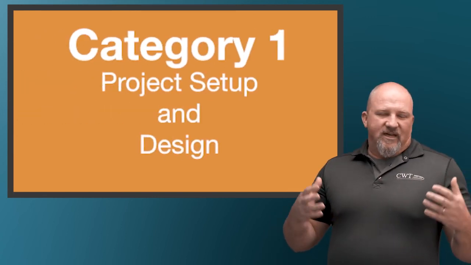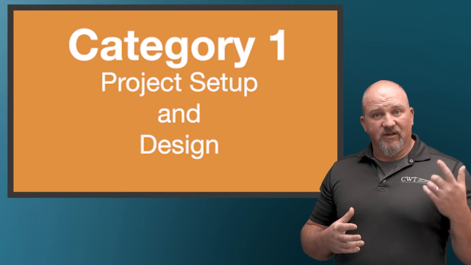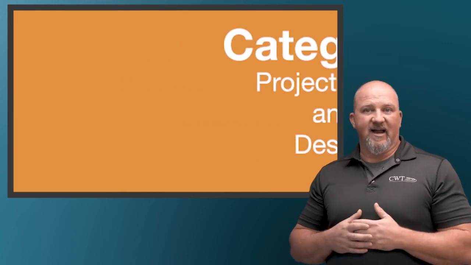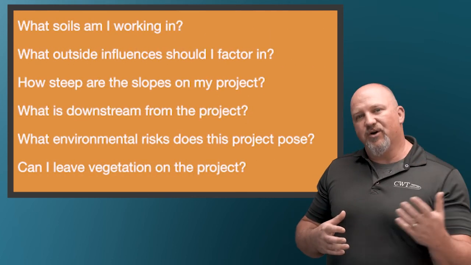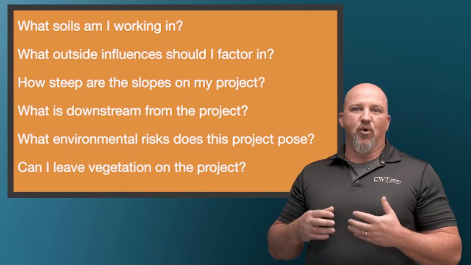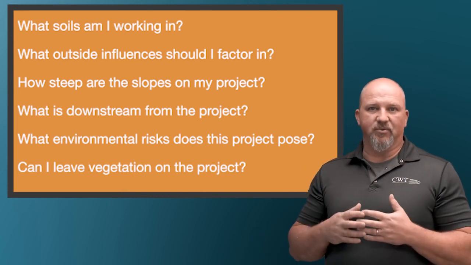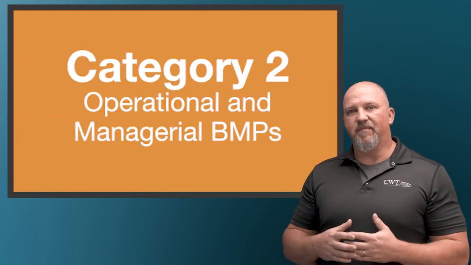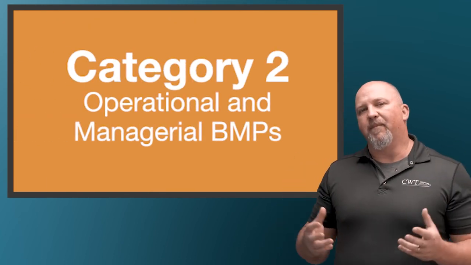BMPs really fall into three major categories. First, has to do with the project design. It has to do with how you're going to do what you're going to do. Can you do it in such a way where you're leaving more of the existing vegetation on the piece of property?